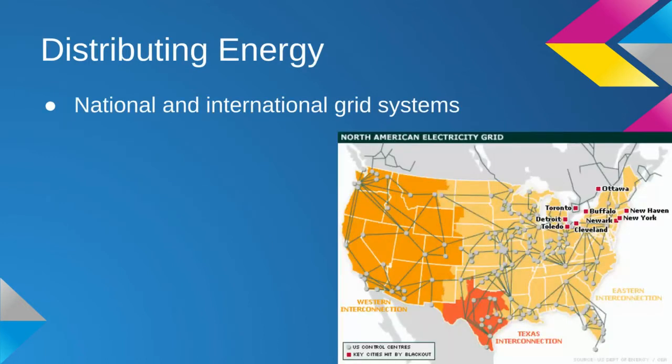Distribution of energy. We have what are called national and international grid systems. In the United States, we have what are typically known as the Western Interconnect, the Eastern Interconnect, and then we have Texas, because they tend to just do their own thing.